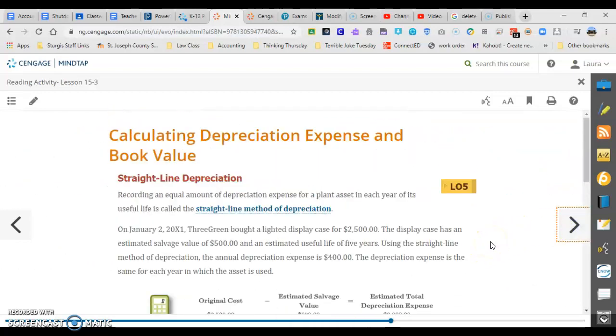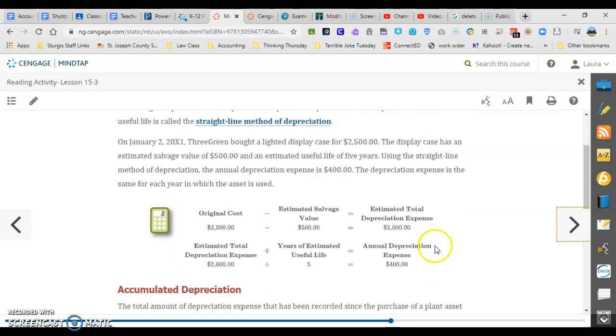To calculate depreciation expense and book value, one of the methods used is the straight line method of depreciation. They give the example: if you bought something originally worth $2,500 and you estimate you'll be able to get $500 out of it when you sell it, the estimated total depreciation expense for that asset is $2,000. If the total estimated depreciation is $2,000 and you're going to use it for an estimated 5 years, then every year you're going to count $400 as an expense.